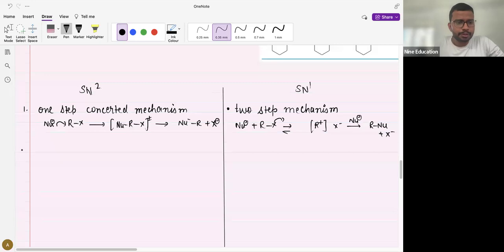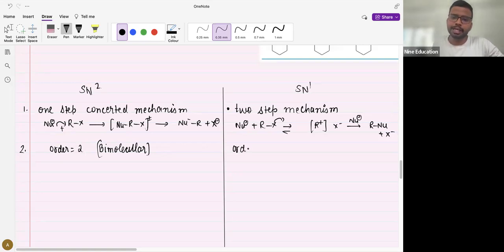Second thing, for the SN2 reaction, the order is 2, so it is bimolecular in nature. In the rate determining step, two molecules combine to give the transition state. But the order of the SN1 reaction is 1. The rate determining step, which is the slow step, is dependent upon RX only. So this is unimolecular; it depends upon RX only, not upon the nucleophile.